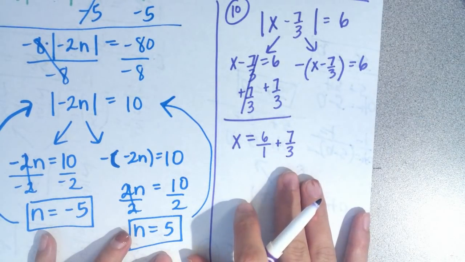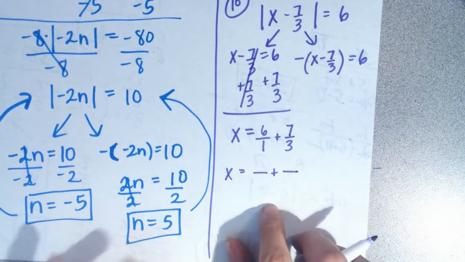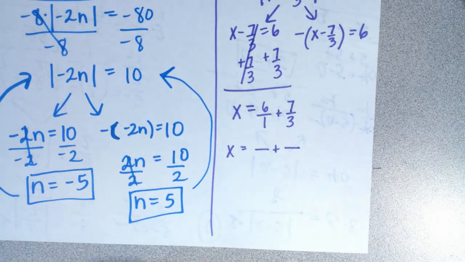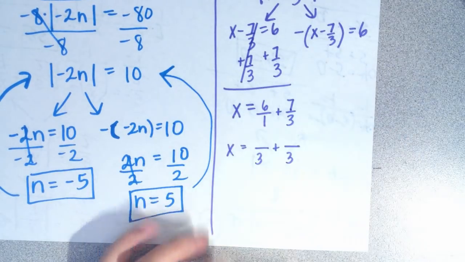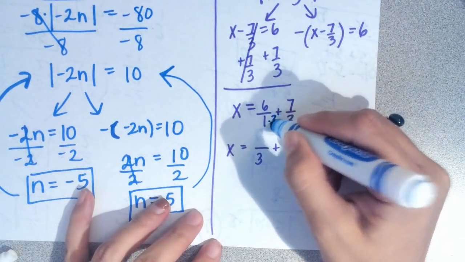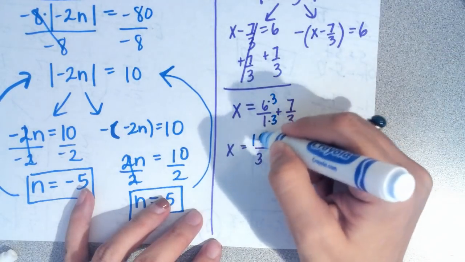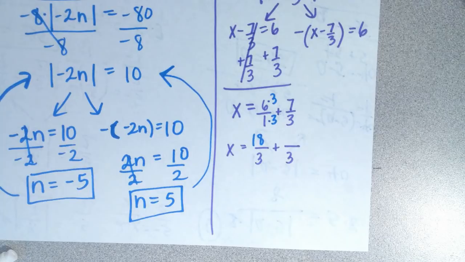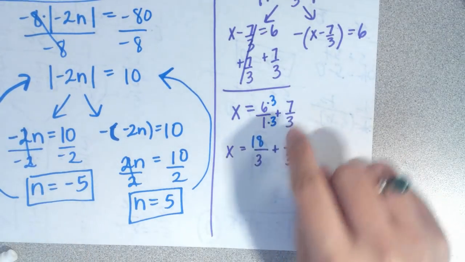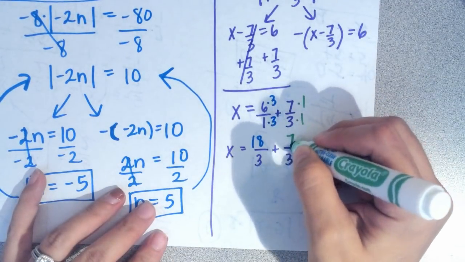You guys remember from elementary school, when you're adding fractions, you have to have a common denominator. So how do you find your common denominator? You multiply the bottom two. So 3 times 1 is 3. That's my common denominator. Now I'm going to look at this first guy. 1 times 3 is 3. What I do to the bottom, do to the top. So 6 times 3 is 18. And then here, 3 times 1 is 3. What I do to the bottom, do to the top. So 7 times 1 is 7.